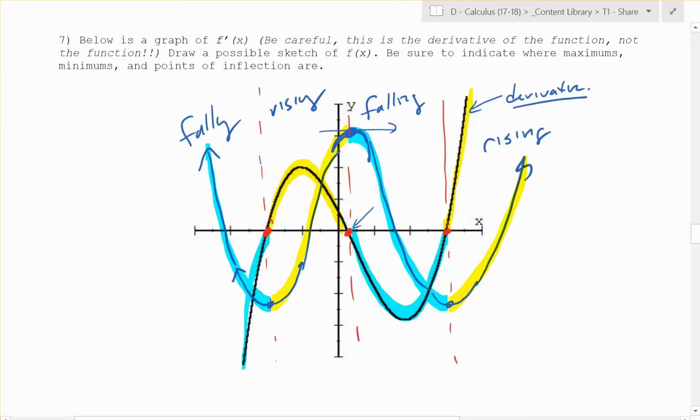But start where's the derivative 0? Where it has to be derivative of 0 is right there, because the slope of the tangent line is 0 at these 3 places. This takes a lot of practice, so we will practice it.